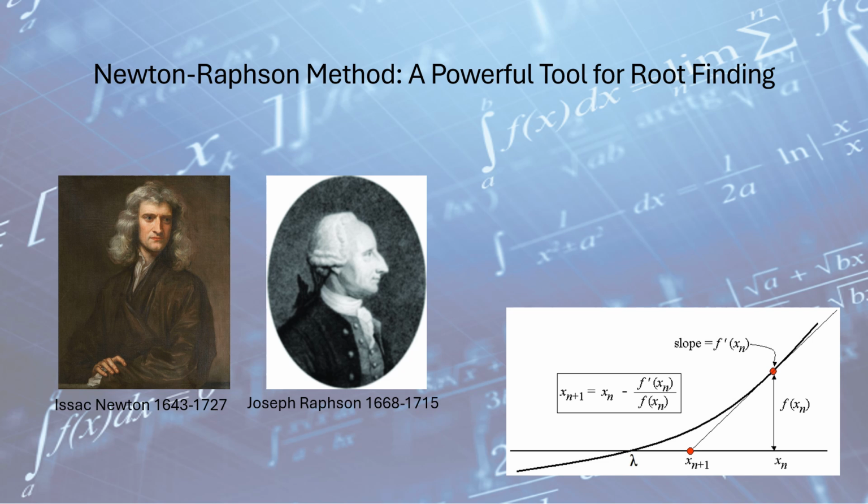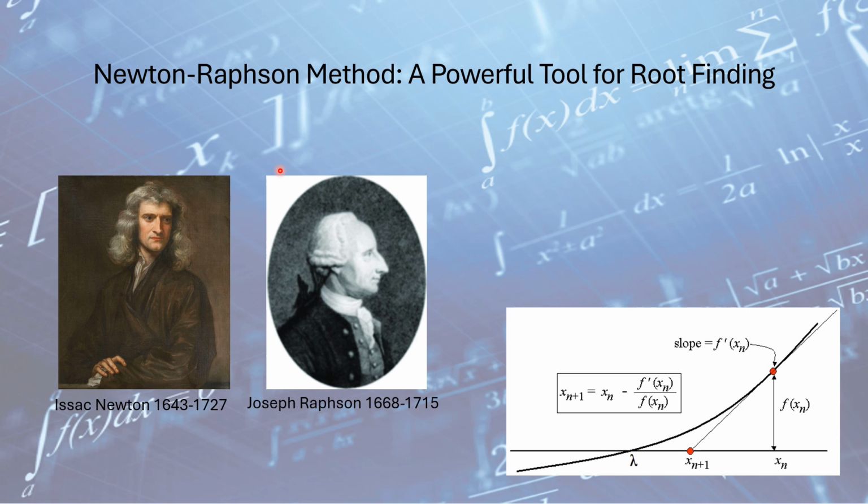The Newton-Raphson method is named after two brilliant mathematicians, Isaac Newton and Joseph Raphson. Isaac Newton, known for his groundbreaking contributions to physics and calculus, originally introduced this method in the context of solving equations in his work on fluxions.